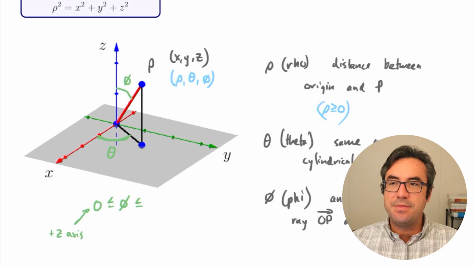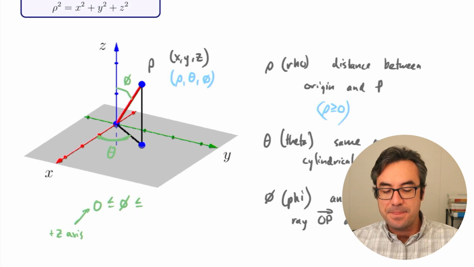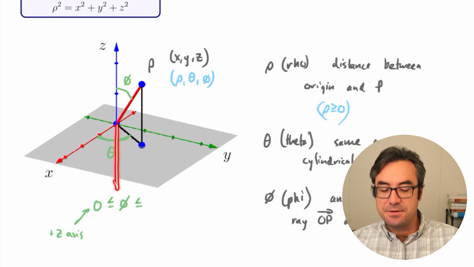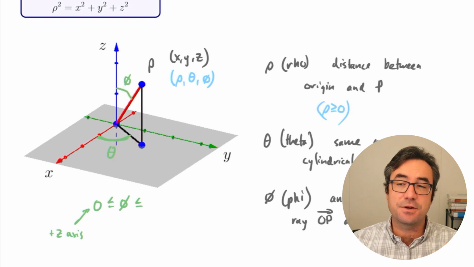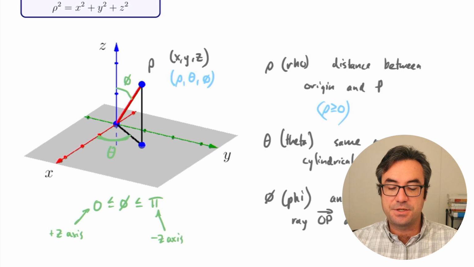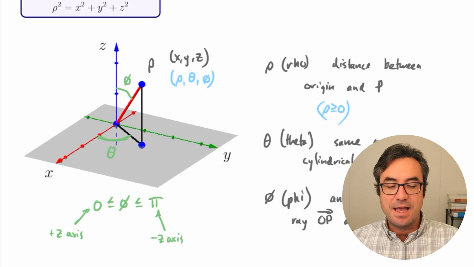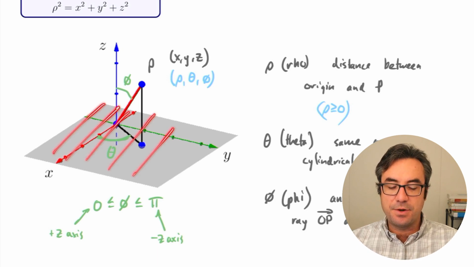Okay. And then the biggest this value can be is pi. So if we go halfway around the circle, that's going to take us down to the negative z-axis. And that's as far as we're going to go. So that's going to take us to the negative z-axis. And then right there in the middle, halfway between 0 and pi over 2, that would actually give us all the points on the xy plane.